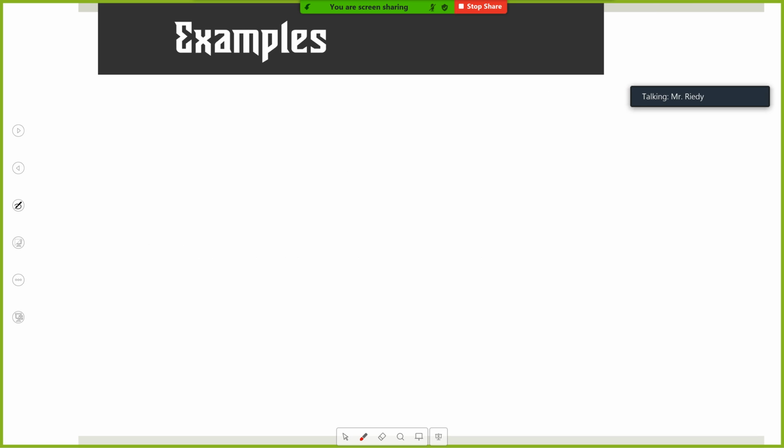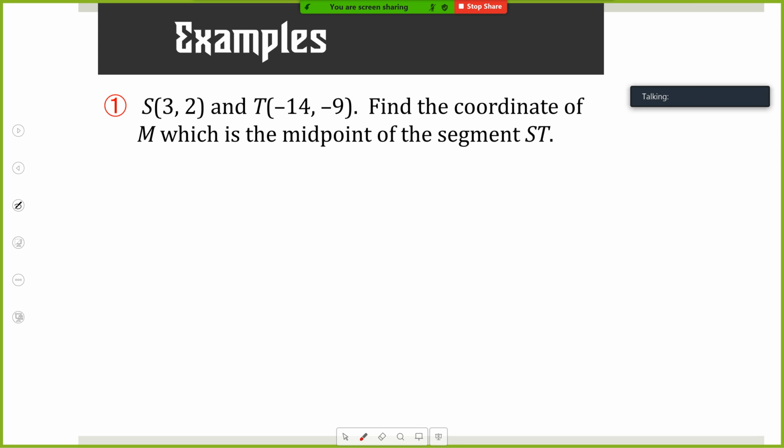Okay, so let's put it in motion. Find the midpoint of the segment ST. Can you go back for a second? Sure.